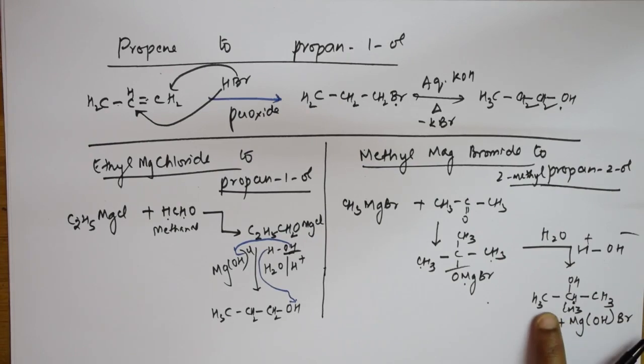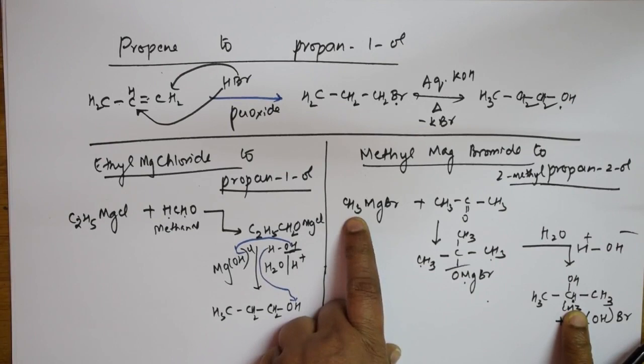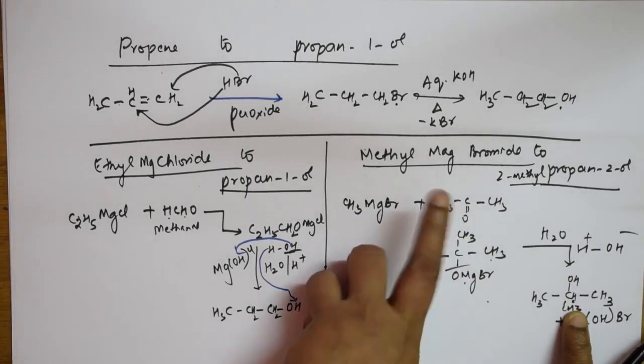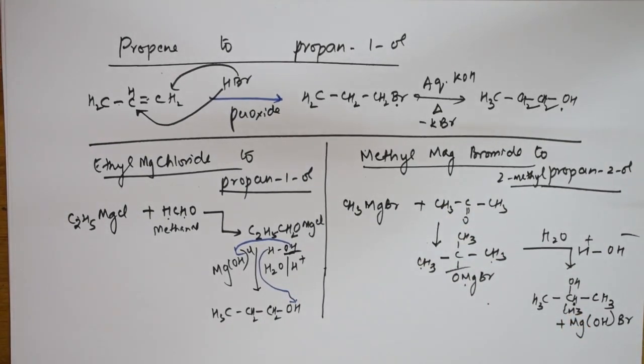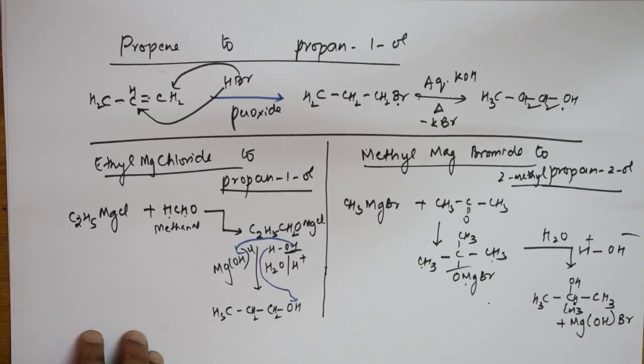That means earlier, in the product 1, 2, 3, 4 carbons are there. Here there was only 1. So I took 3 carbons here. This is propanone. Done. Let's come back and see the next set of reactions.